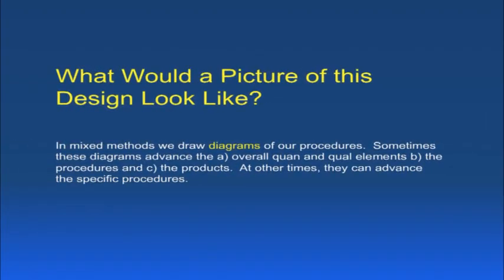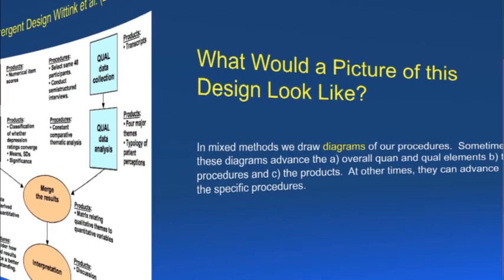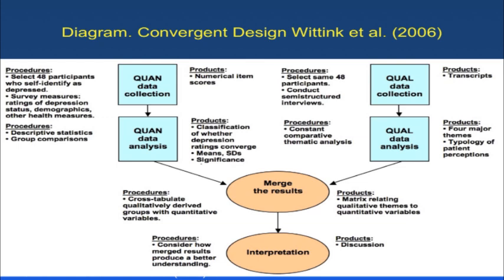Again, I've been starting to show you some pictures of the diagrams of this. So how do you draw a picture of your design? This is a convergent design. Can you see where the two are coming together? It really has 3 levels of analysis going on. Here's the general flow of ideas.